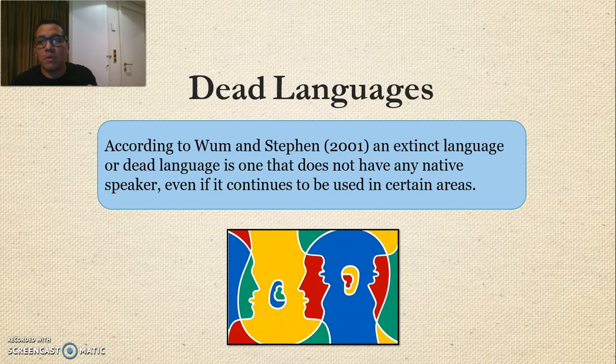But now I have the main explanation about the language. Dead language, according to Gong and Steven 2001, an extinct language or dead language, remember, is one that does not have any native speaker, even if it continues to be used in certain areas, right? So as I told you before, many people are not using this kind of language. For example, Spanish, okay. Many Ecuadorian people are not using Spanish. That means that they are not speaking that language anymore, right? However, in different areas or in different countries, like Mexico, Argentina, it's possible that Spanish is used by many people, right?